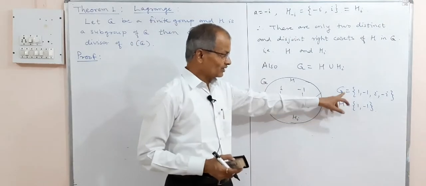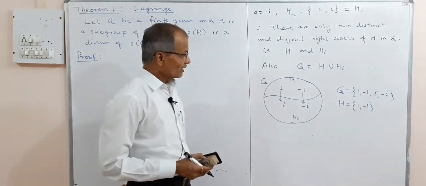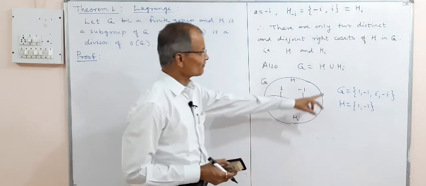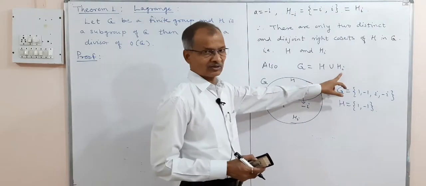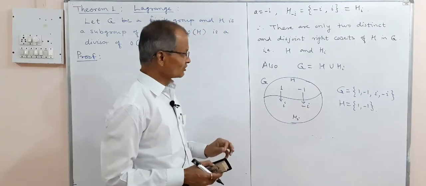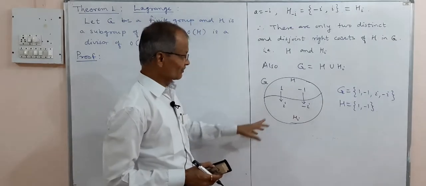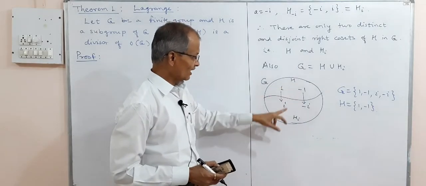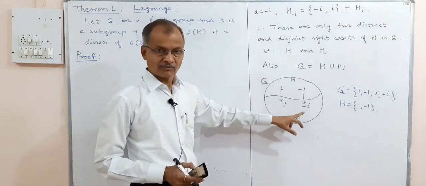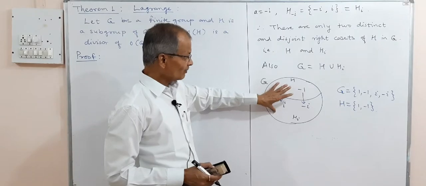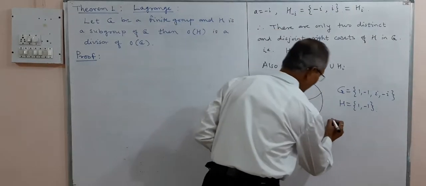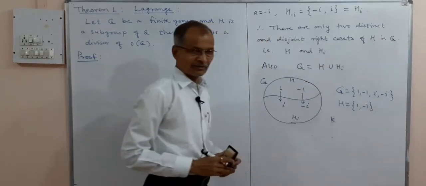H is a subgroup of this group G. Now you see how many distinct right cosets are there? Only H and HI, and every right coset contains two elements. H contains 1 and minus 1, and HI contains I and minus I. So now if we consider k as the number of right cosets, that means 2.